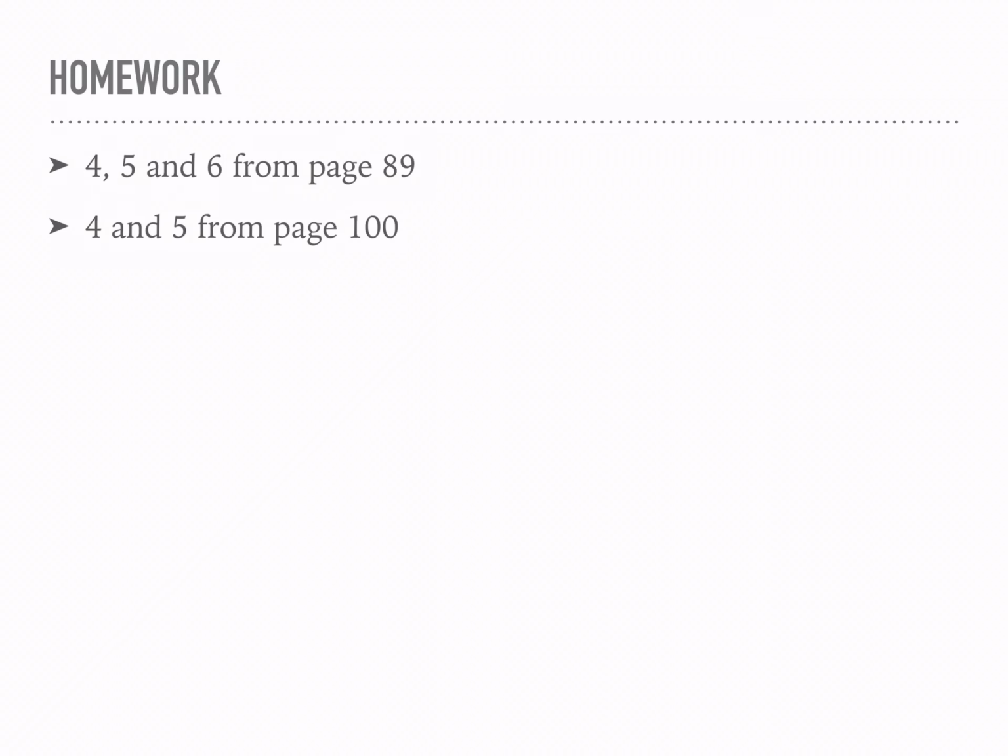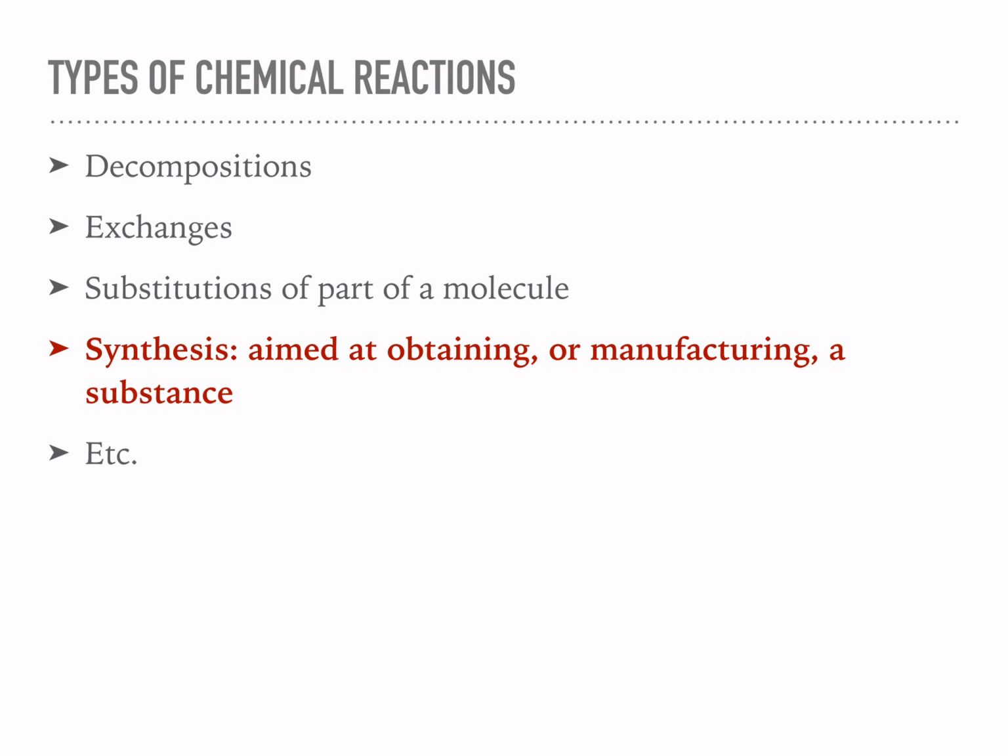So we ended up here with the homework from last time, and we're going to continue with the types of chemical reactions. There are more than four, but four are the main ones. We have decompositions, exchanges, substitutions of a part of a molecule, and synthesis. I put the synthesis in red because this is the only one we're going to study this course.